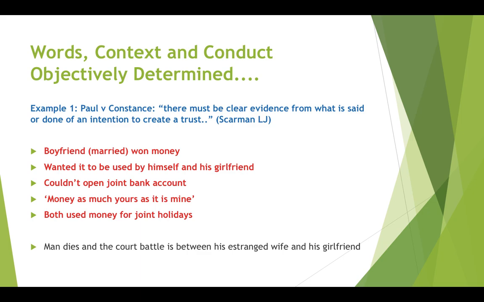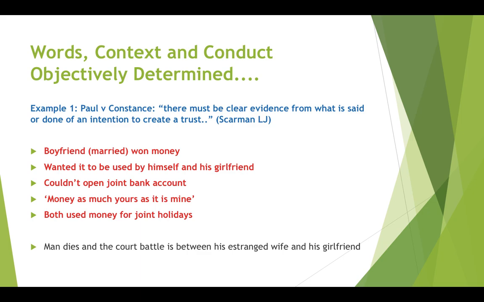So to translate that into the triangle of settlor, trustee and beneficiary, one thing you could say is that the settlor and the trustee was the boyfriend, and the beneficiaries were the boyfriend and the girlfriend, because he said this money is as much yours as it is mine. So he's not holding it just for the girlfriend, he's holding it both for himself and for her in equal shares.